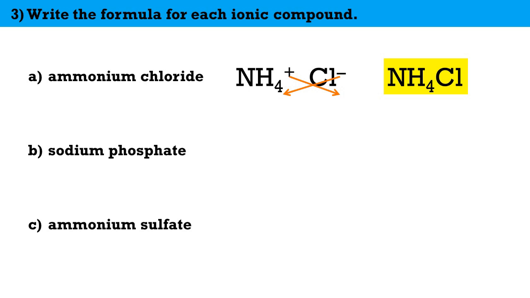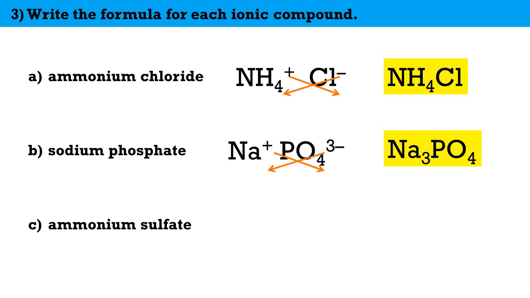Letter B, sodium phosphate. The formula of sodium is Na+, while the formula of phosphate is PO4 3-. By using the crisscross method, the formula will become Na3PO4. Ang ratio ng subscripts ay 3:1. This is already the smallest whole number ratio, so this is the correct chemical formula.